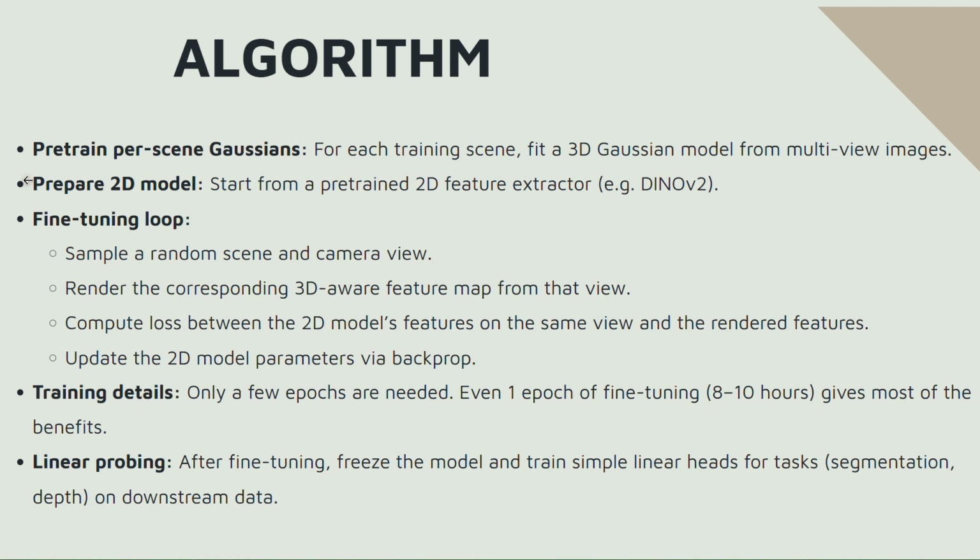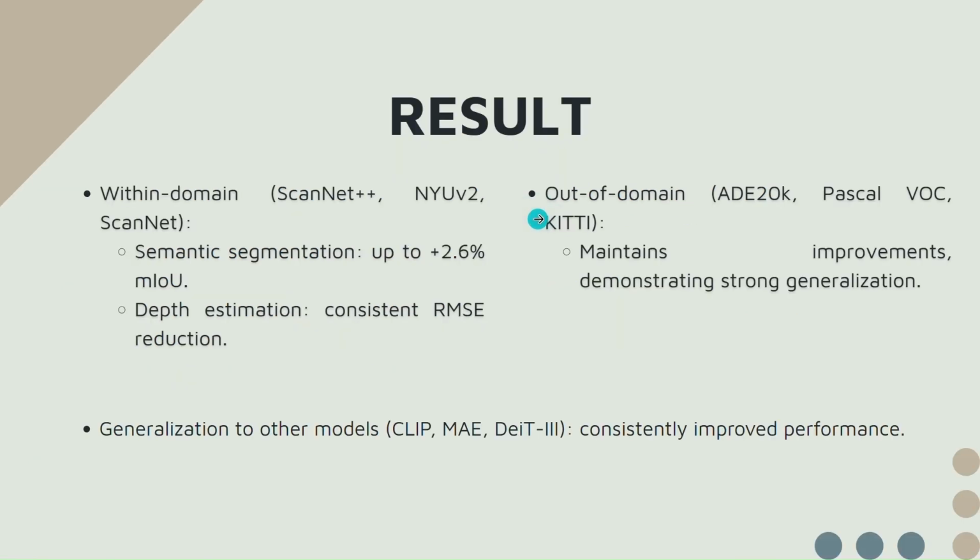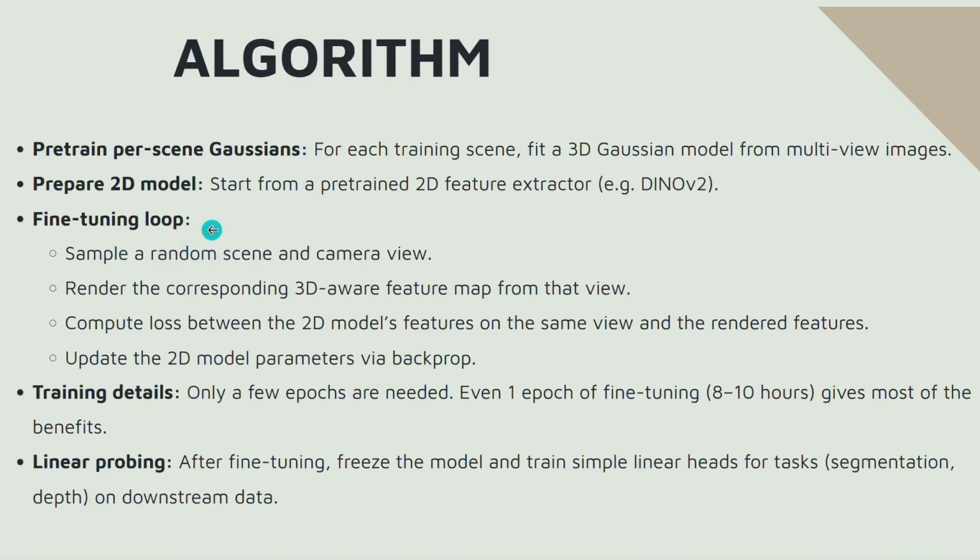from any viewpoint. Next, they initialize a 2D vision model with a pre-trained feature extractor, most commonly something like DINOv2, which already encodes rich semantic information from large-scale image data. This gives them a strong baseline before introducing any 3D inductive bias.